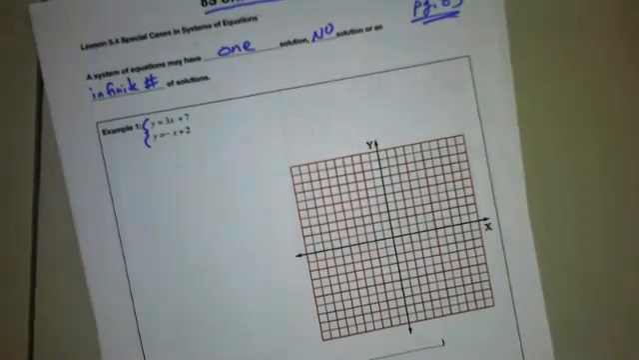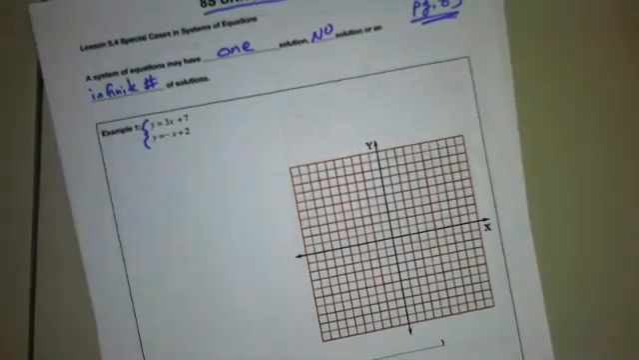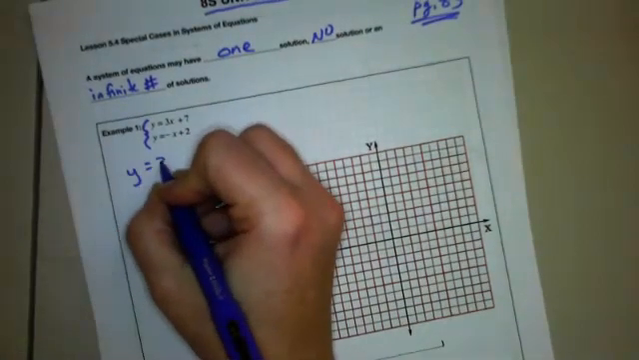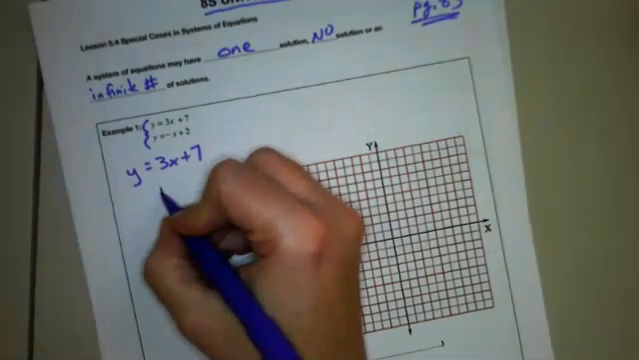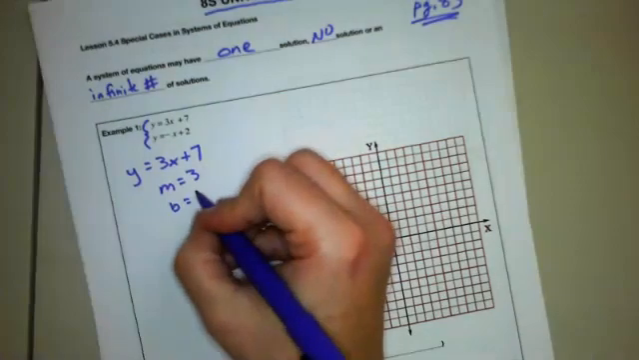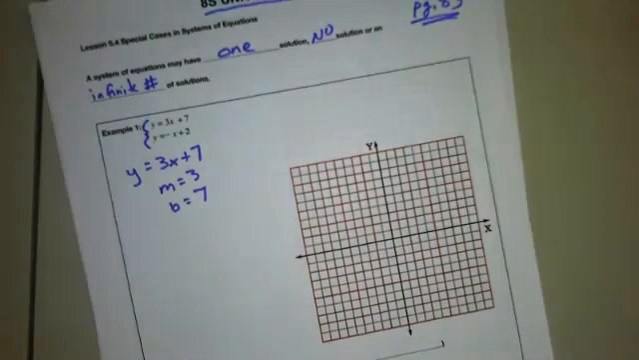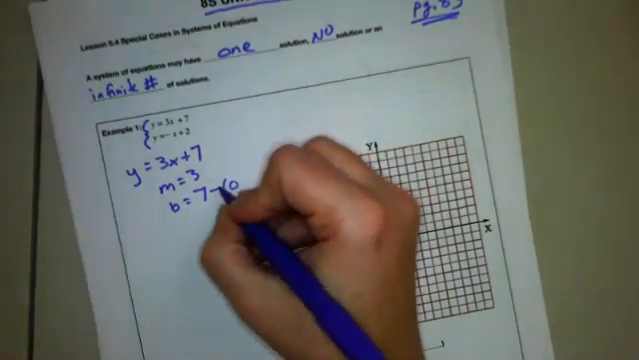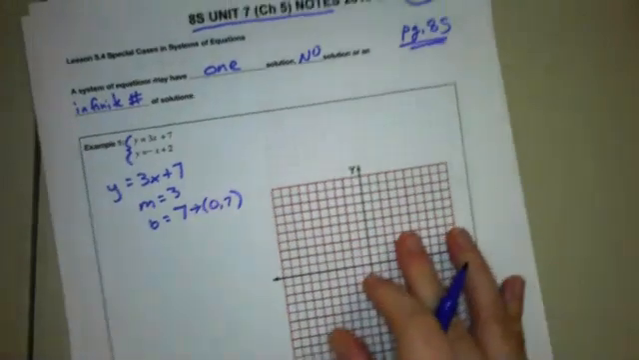Let's go ahead and do example 1. We have two equations here. I put my fancy bracket. The first one is y equals 3x plus 7. I'm going to go ahead and graph that. It's in slope-intercept form, so I can see that my slope is 3 and my y-intercept is 7, same as (0, 7). So I'm going to graph that.